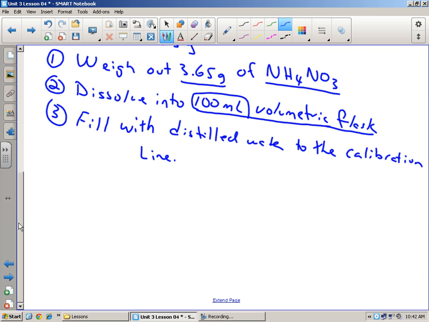Okay, and I'll show you where that calibration line is. You do want to use distilled water though, because distilled water has basically all the ions taken out of it. If you went to the tap water, for example, and you got some, sometimes you can taste the water, can't you? Especially with the taps out here, you can taste that, right?